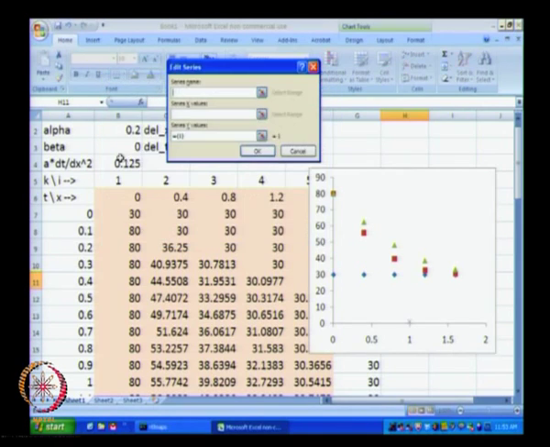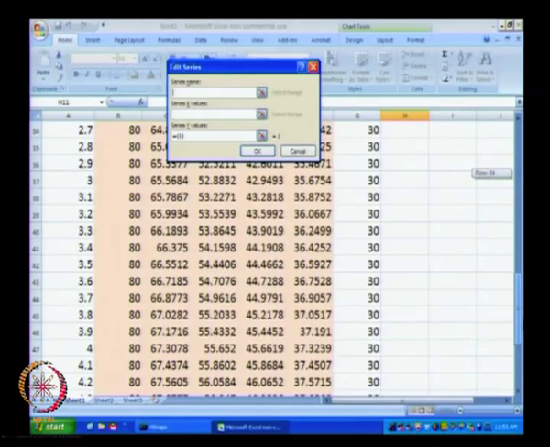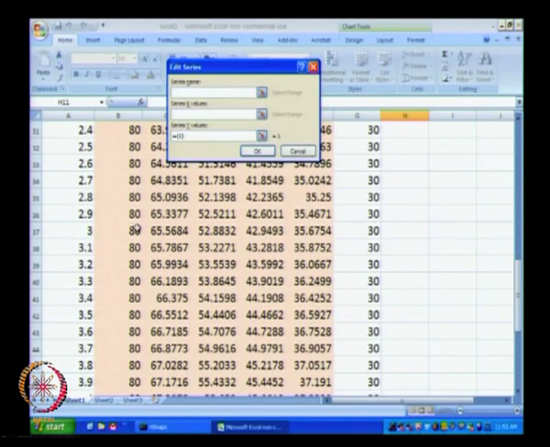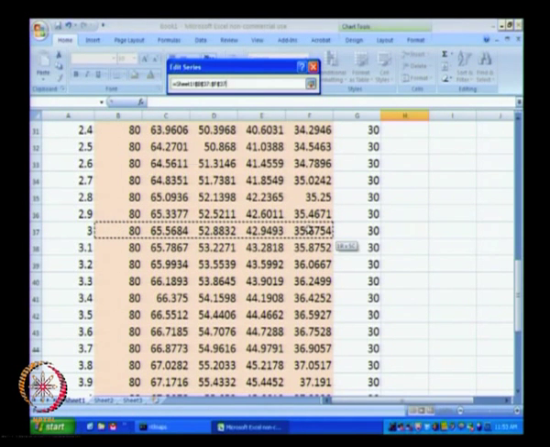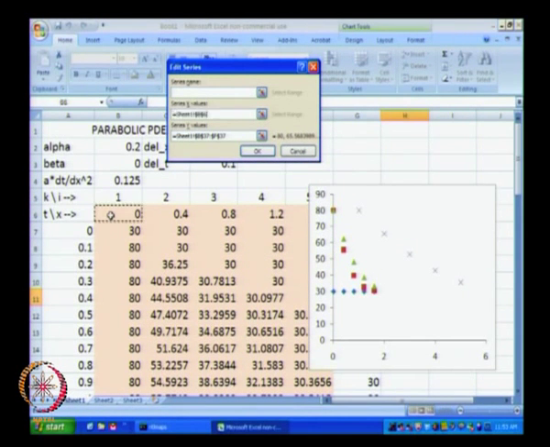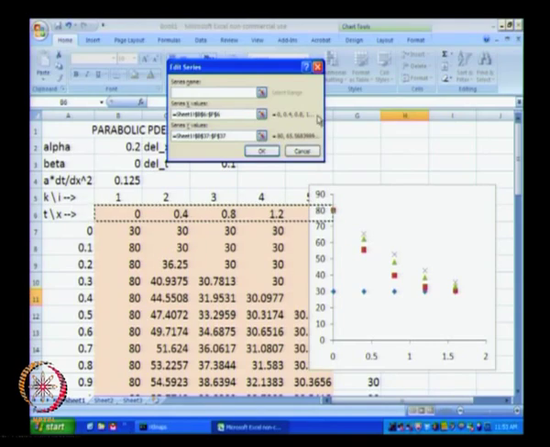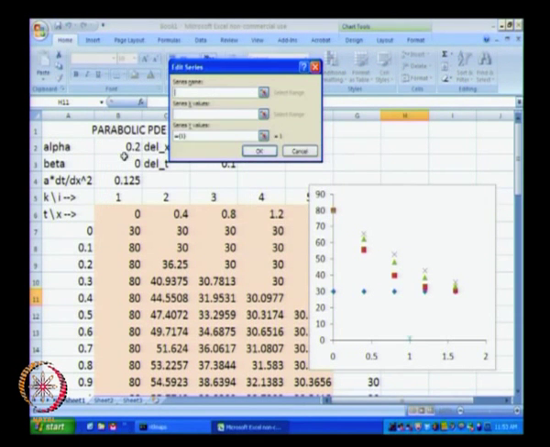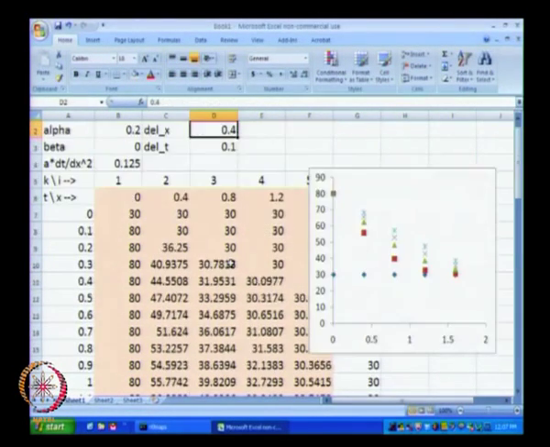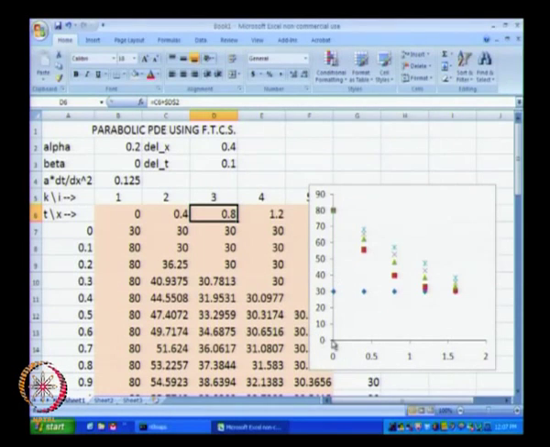Okay, and we will add one more series at the end of 3 seconds. That is going to be this particular row, and the corresponding x values are at this row. Okay, and we will add one more series at 5. Okay, so let us go up and look at the plot that we have obtained.